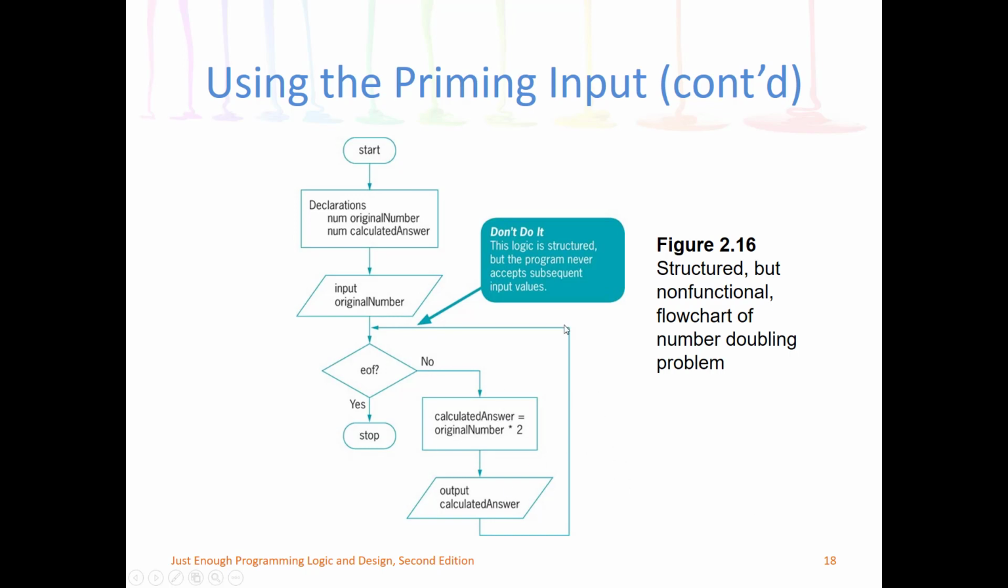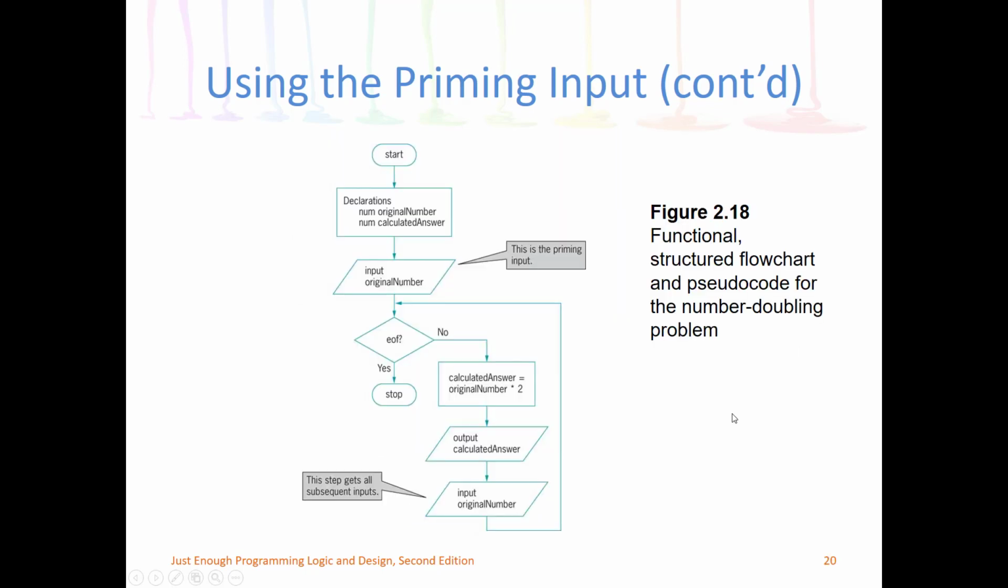How do you fix that? Well, this is called the priming read. It's done before the value is tested in the loop when you're reading from a file. You can watch that. All right, then you have what's called a subsequent read. This will fix the problem, and it is also structured. It doesn't have any logic errors. That's your priming read. You do this before you go into the loop.